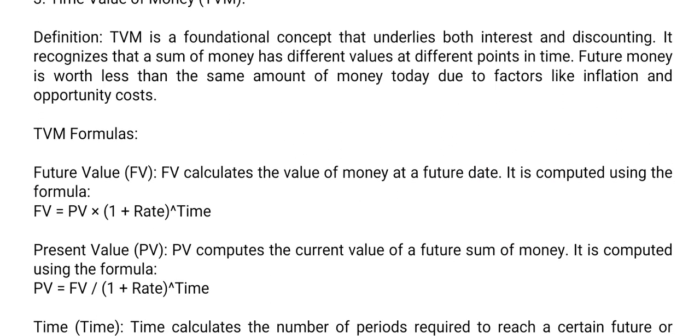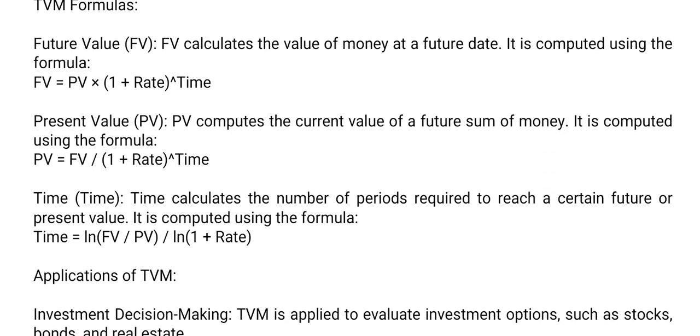TVM formulas. Future value calculates the value of money at a future date. It is computed using the formula FV is equal to PV into (1 plus rate) to the power of time. Present value, PV, computes the current value of a future sum of money. It is computed using the formula PV is equal to FV by (1 plus rate) to the power of time.